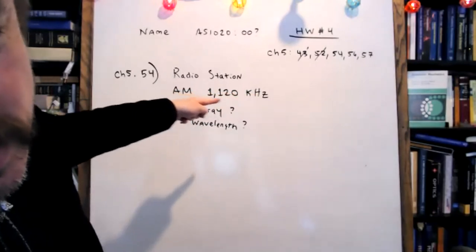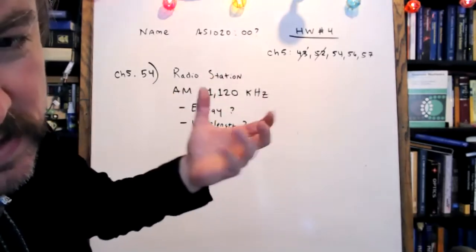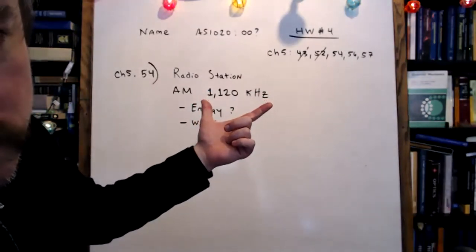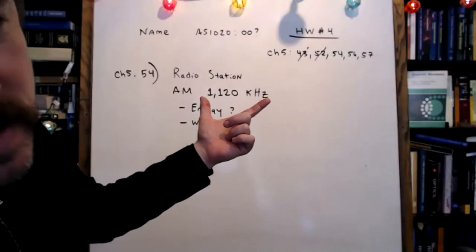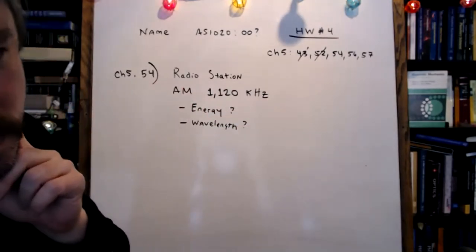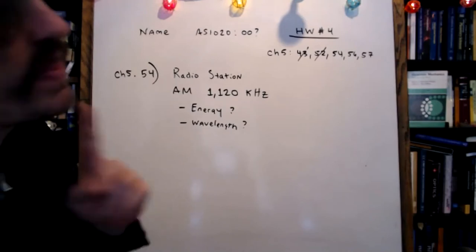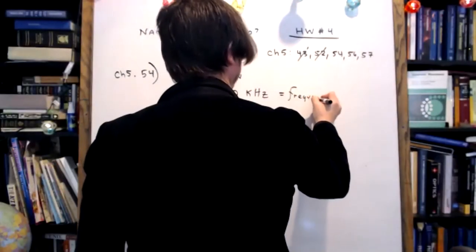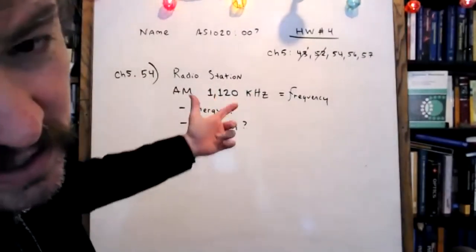What kind of quantity is kilohertz? What is that a measurement of? Wavelength? That's not a wavelength, actually. Wavelengths are usually measured in meters or nanometers. What is kilohertz a measure of? Frequency. That's right. So first we have to identify that what they've given us is a frequency. I think they even said it in the text. The frequency of the station is 1120 kilohertz.